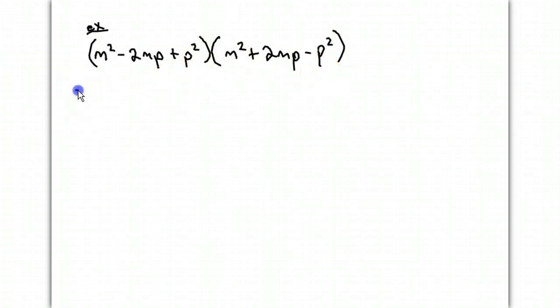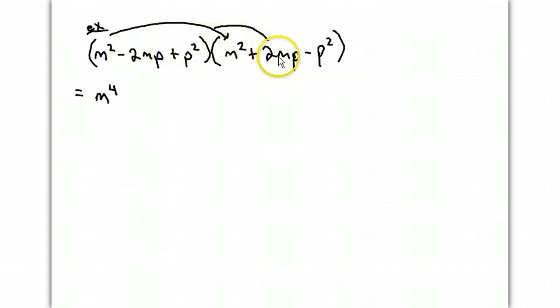So I'm going to start with the m squared. So I'm going to take it times the first term, m squared times m squared. That gives me m to the fourth. Then I take it times the second term, m squared times 2mp.